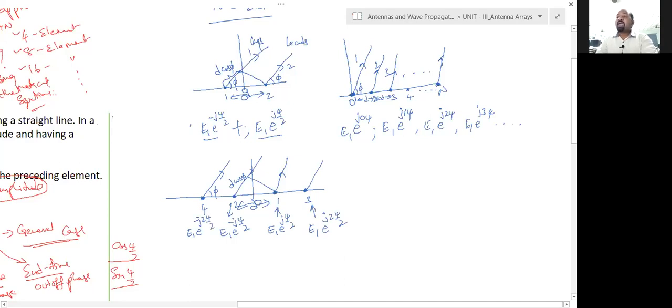So if antennas are equally distributed with respect to the origin, we will write like this: E1 e power j psi by 2, E1 e power j 2 psi by 2, which means j psi, and if one more antenna is there, E1 e power j 3 psi by 2. Similarly, if one more element is there.